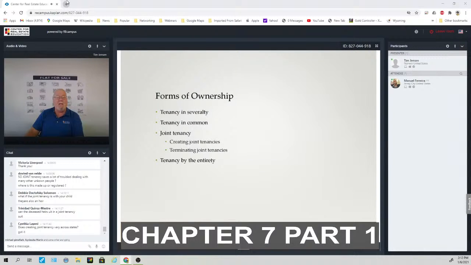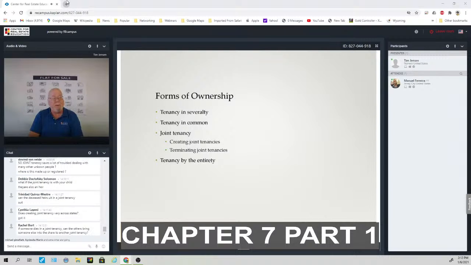Now, a couple things about tenancy in common. One, no right of survivorship. Two, if multiple people buy property and the deed of conveyance doesn't specify how they own property, then their ownership interest defaults automatically to tenancy in common.